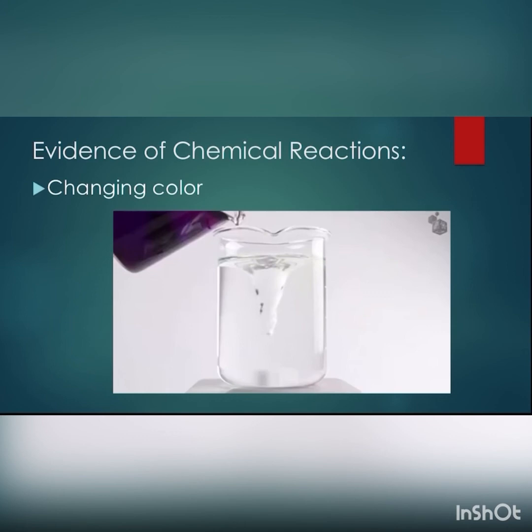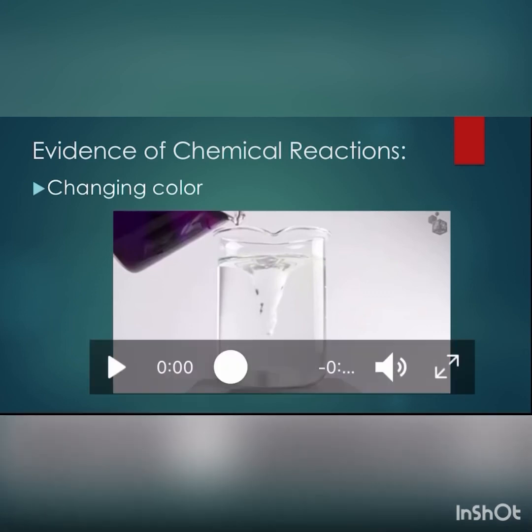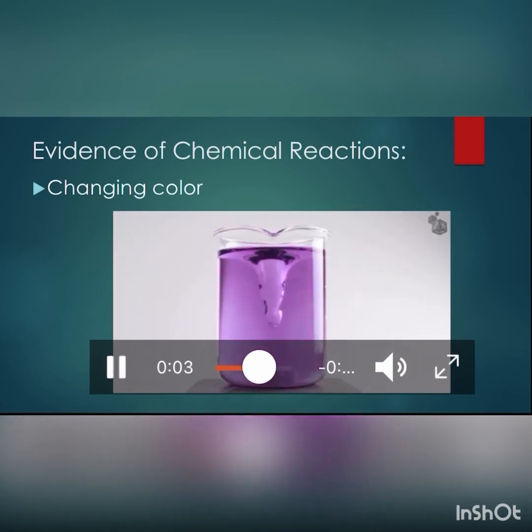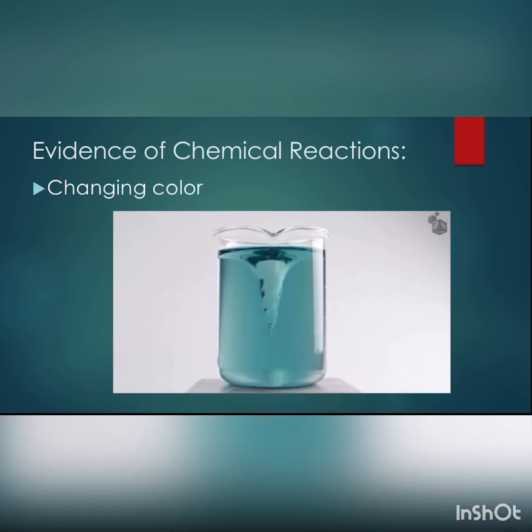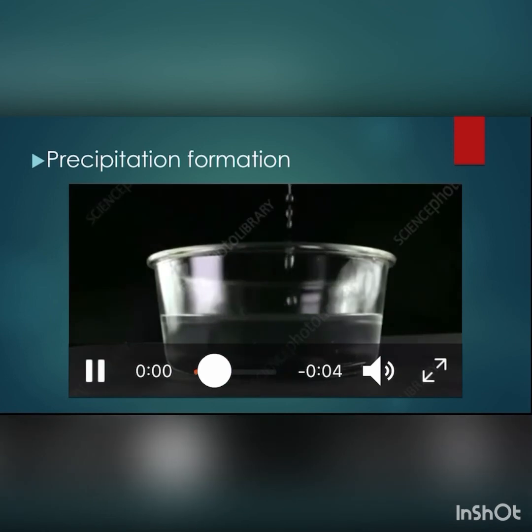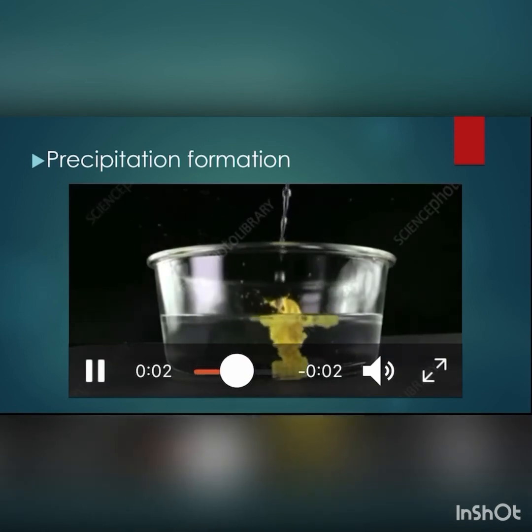So what is evidence of chemical reactions? The first one is changing color. As you can see here, it was pink and then it turned out to be green. Then we have the precipitation formation. It was water and then it became solid.